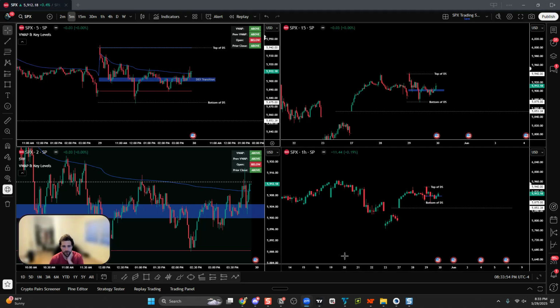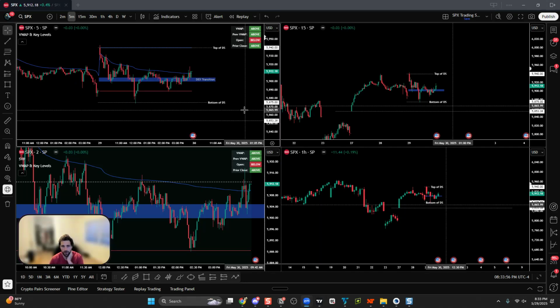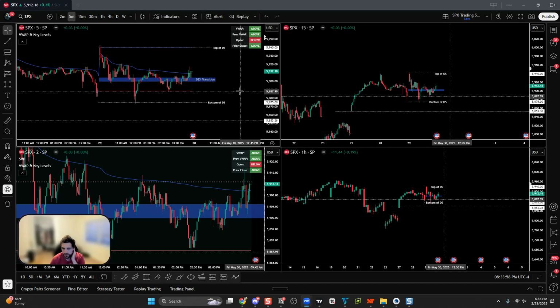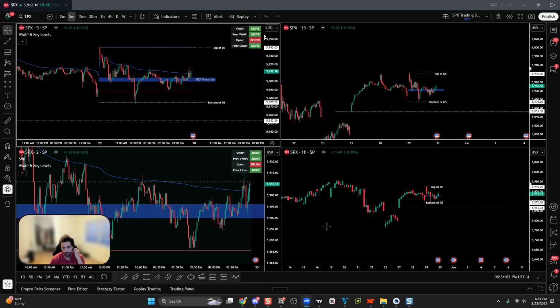Today was all about the transition zones. They did their job. Price was well contained within those, oscillating around the DEX Transition Zone. If you're serious about trading SPX 0DTE intraday, these are definitely something you want to be looking at, because we see price interact with these levels day after day after day.